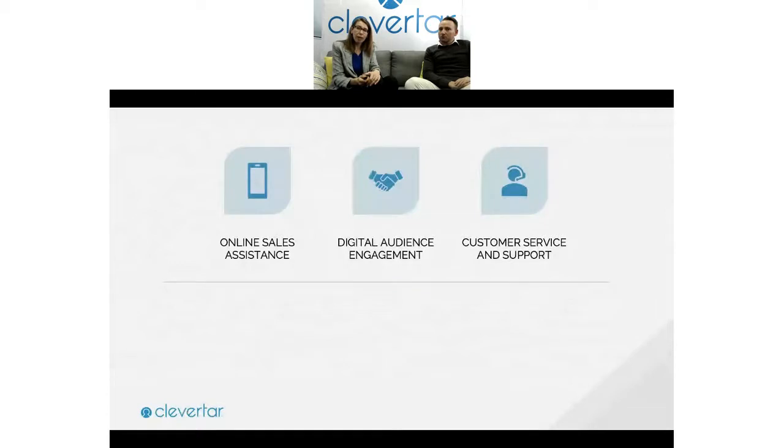And the last one is customer service and support, and this is really a very typical contact centre or help desk type application. So some examples of customers in this space, we've worked in telecommunications and other types of retail.